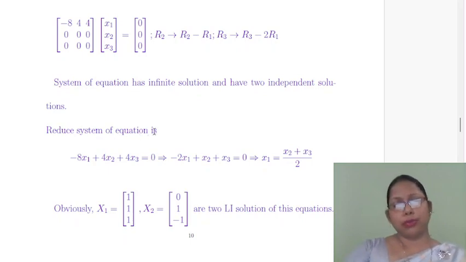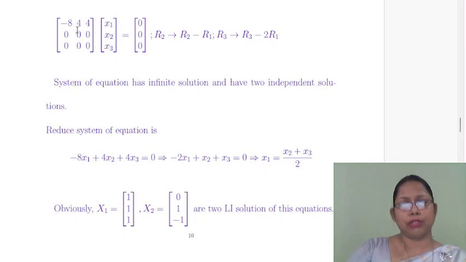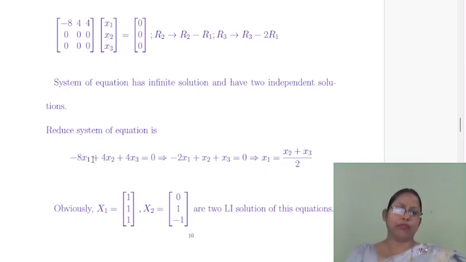And the reduced system of equations is written like this, the system of equations in matrix form. Multiply this row with this column, we will get this equation and equate it to the right hand side, the remaining will be 0. So we will get only one equation, that is minus 8 x1 plus 4x2 plus 4x3 equal to 0. Now from this equation, take 4 common, then divide the equation by 4, we will get minus 2x1 plus x2 plus x3 is equal to 0.